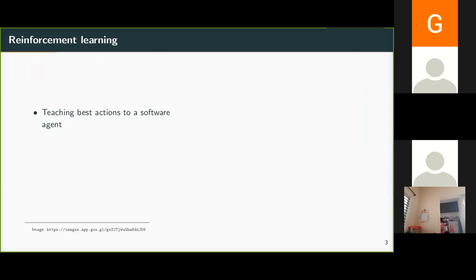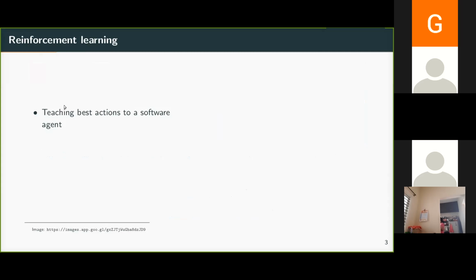So that is where reinforcement learning is used. Predominantly, there are other applications of reinforcement learning as well, but computer games is one of the most popular or well-known areas. So there, what does reinforcement learning do?